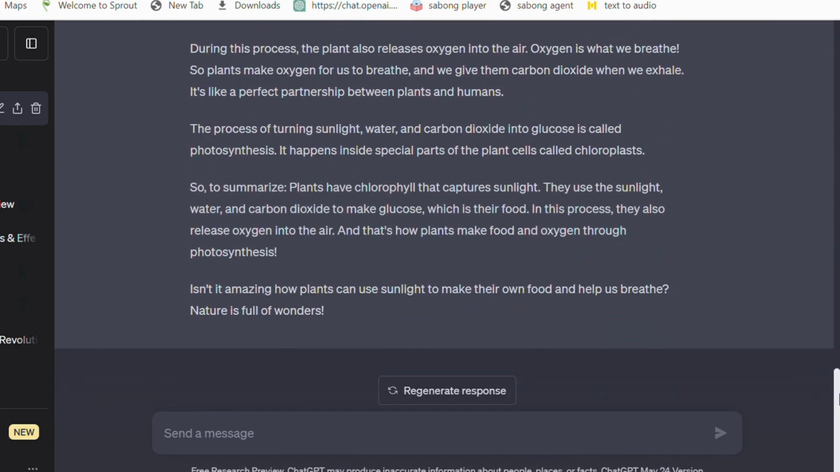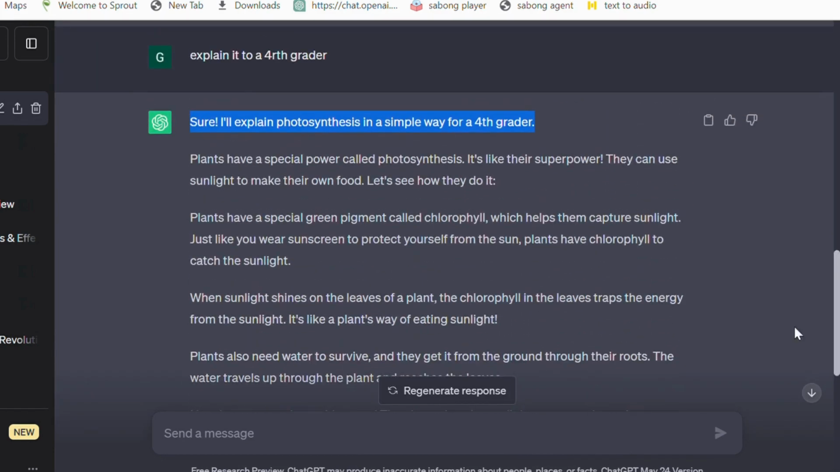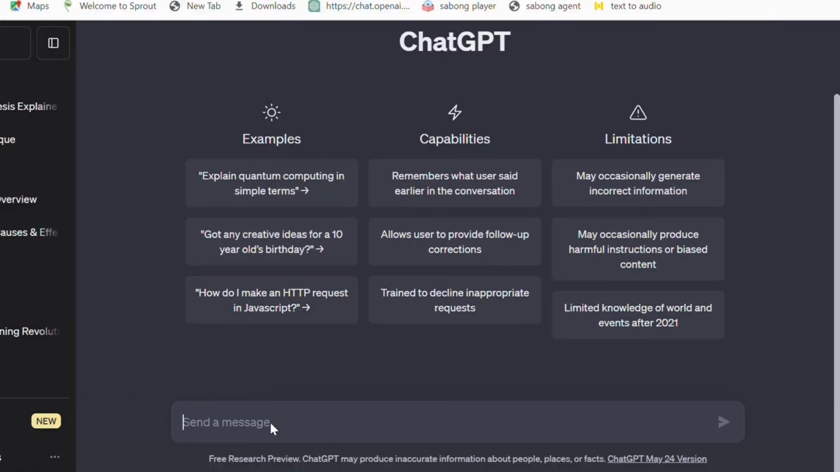Wow, that explanation is much more accessible. Notice how we used simpler terms and included a relatable analogy. Now, let's try this approach with another example. Can you explain the concept of gravity and how it affects objects?